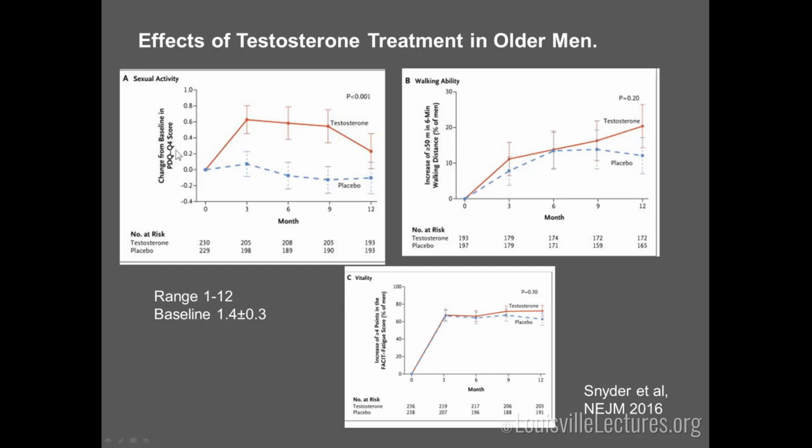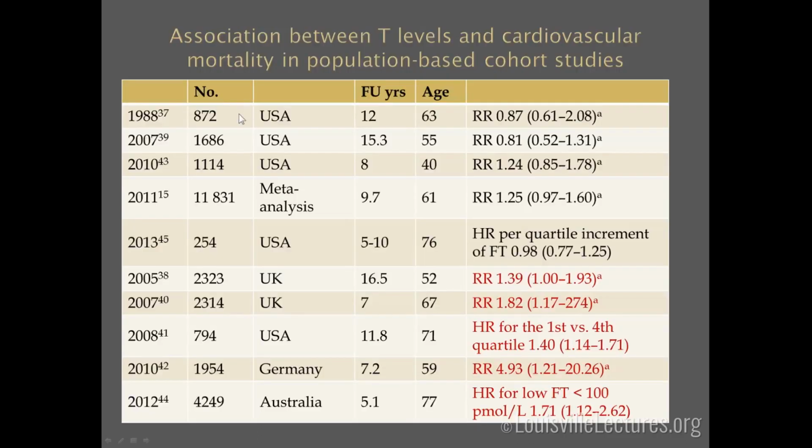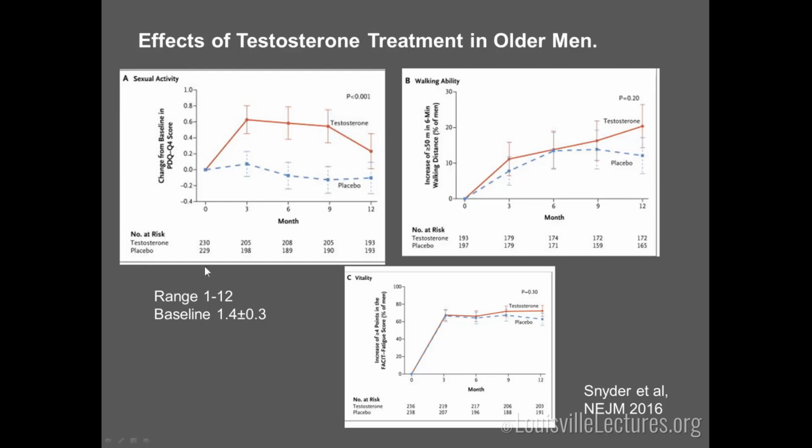What did improve is this symptom score for sexual functioning and sexual activity. The baseline was down here at 1.4, but the range of the score could go up to 12. You can see there was an increase in the men randomized to receive testosterone versus placebo, but it's still nowhere near a normal score. So there is an improvement in a number of sexual events and how they think about sex with testosterone, but it's subtle.